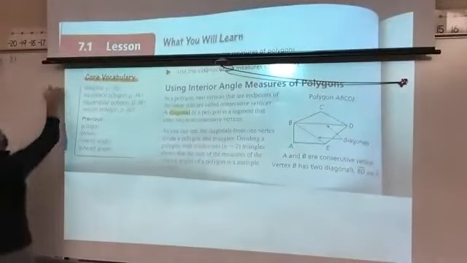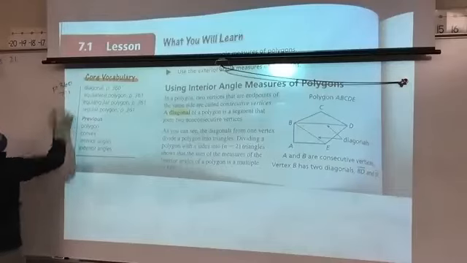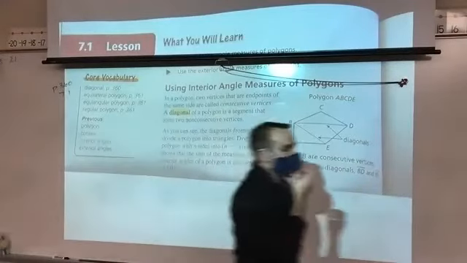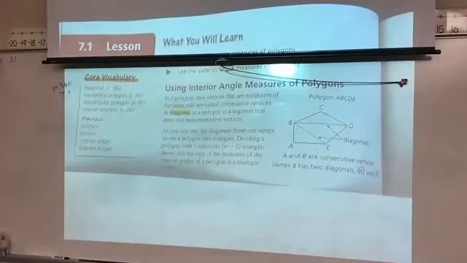Okay, so we're on page 360. This is 7-1. And we were talking about polygons. We spent a lot of time talking about triangles already this year. We're getting away from triangles. The stuff we're talking about still applies to triangles, but we're going to get away from those and we're going to look at other polygons now.